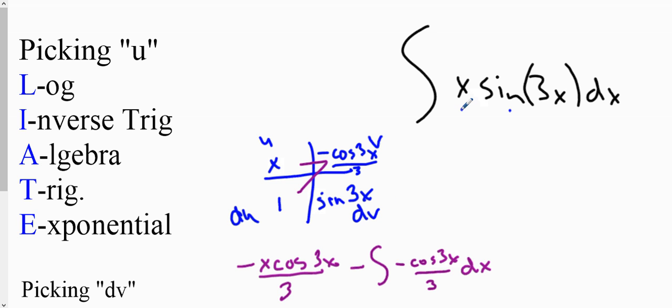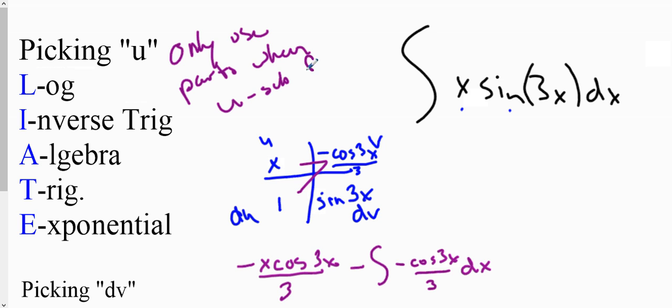Make sure you only use parts when you have u times v, two functions being multiplied, and you can't use u substitution. I will repeat, only use parts if you can't use u substitution. You should write this down: only use parts when u sub fails. If you don't do that, you will fail.